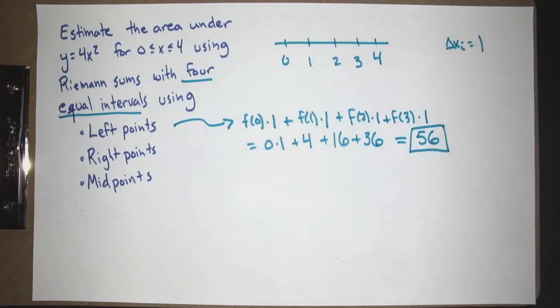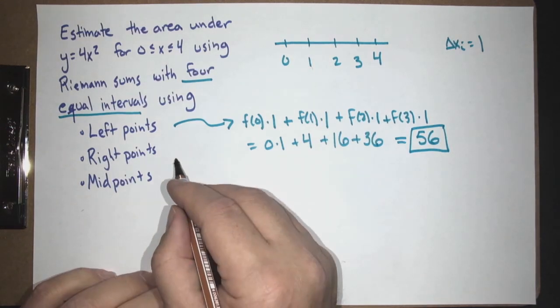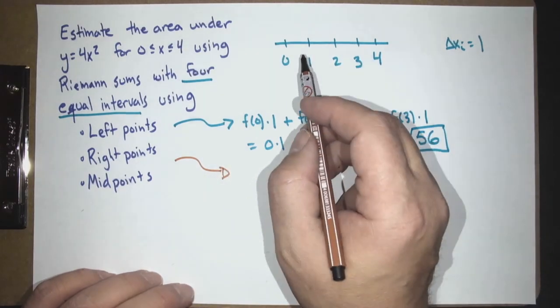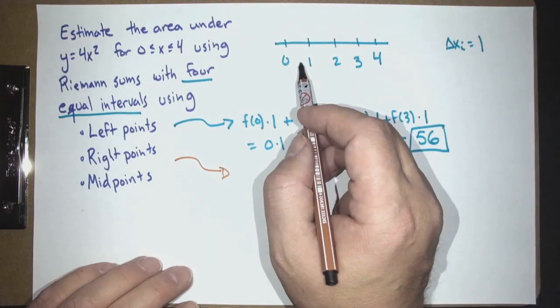It's not the answer. Riemann sums are not about getting it exactly right. If they do, it's a coincidence, and that's okay. It's all about estimating. Okay, so now let's do the right points. You say, we should have always done the right points. They seem more correct. For the first interval, what's the right?